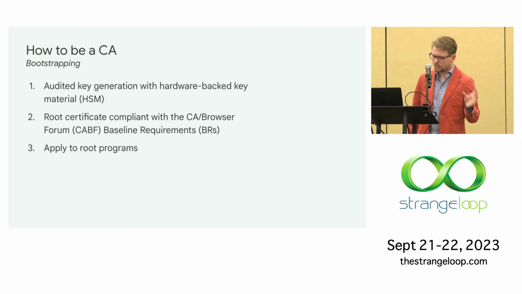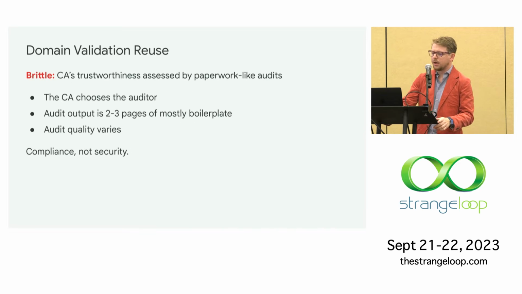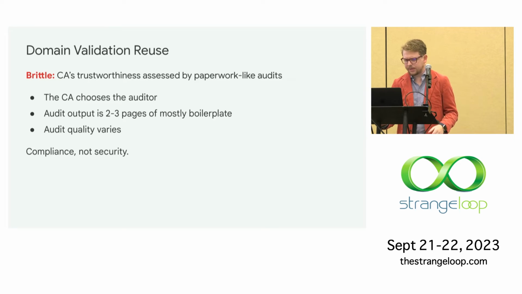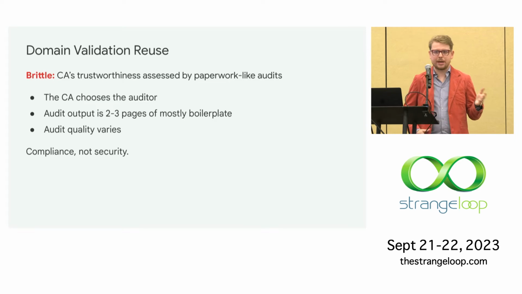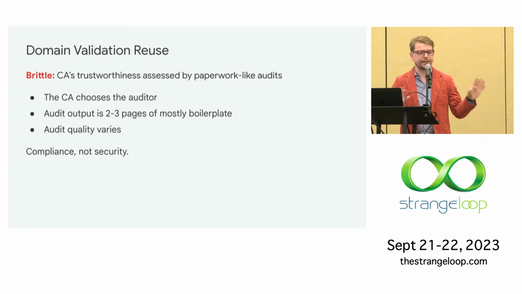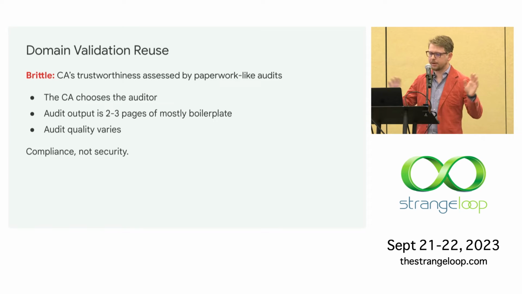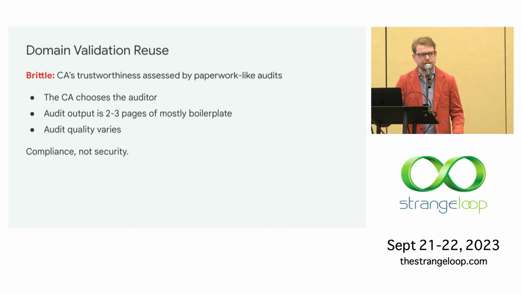Then, once you've done that, you have to apply to root programs. You show them your audit report and say, look, I'm complying with all of these rules, here's how the key was generated, and so on. The main downside here is that the CA's trustworthiness is assessed by paperwork-like audits. You might be thinking of these audits as something NCC Group or Trail of Bits does. It's not that kind of audit. It's basically a financial thing. The CA chooses the auditor, and the audit outputs 2 to 3 pages of boilerplate. The quality varies. Sometimes the audit organizations aren't actually accredited and disappear from the world, a thing that happened last November with a group called the Princeton Audit Group. So this is really about compliance and not security.